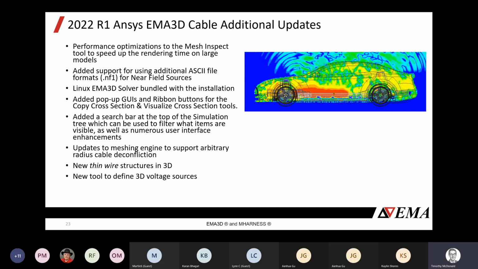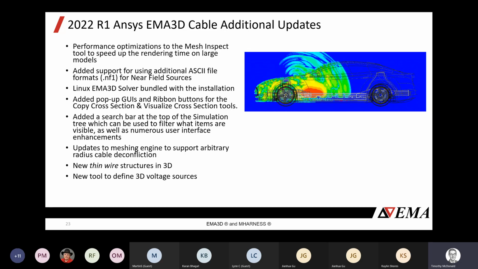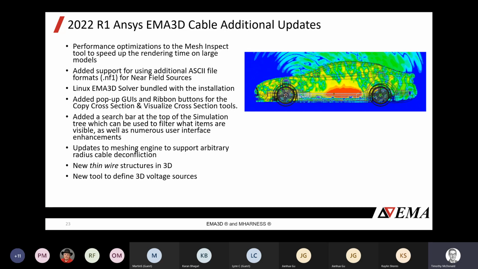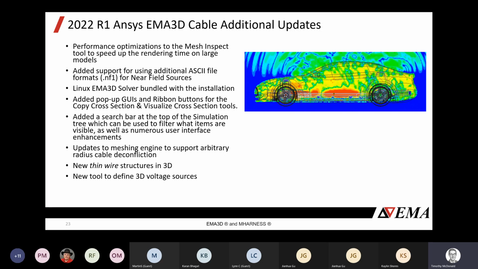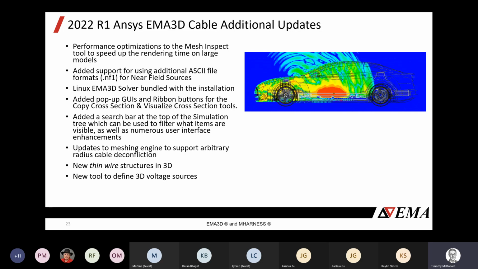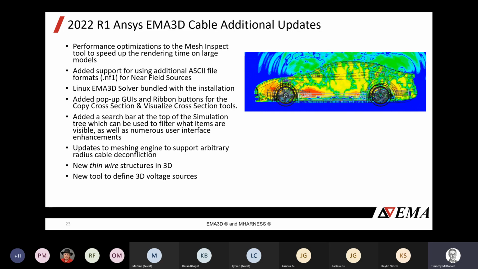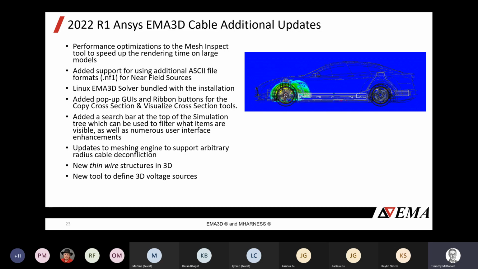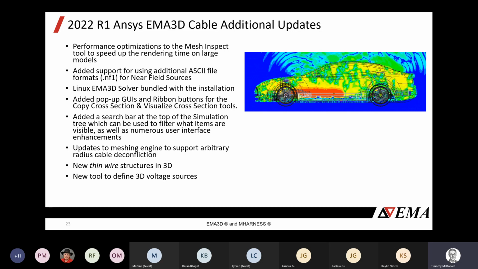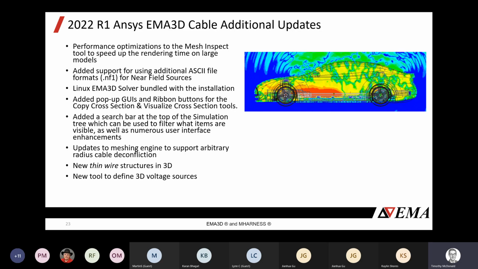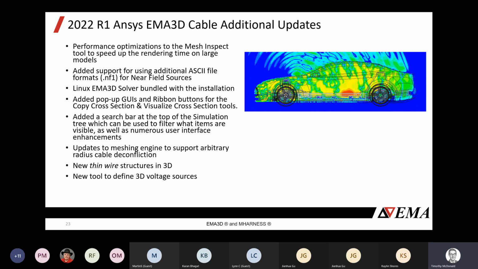Next, we've now bundled our Linux EMA3D solver. Many users want to run on clusters that are Linux clusters. Well, SpaceClaim GUI is not available in Linux. The EMA3D solver is available in Linux. So users can get access to the Linux installer in the main EMA3D Windows installation. It's there in a zip file during installation, as well as the instructions. So you don't have to go hunting for that. It's right there when you download EMA3D.